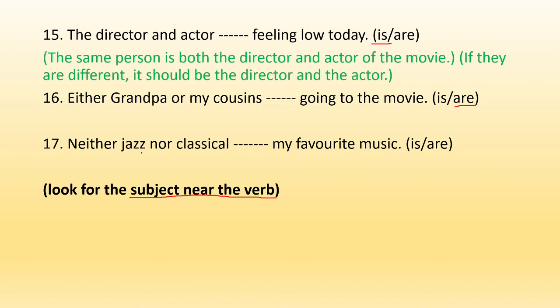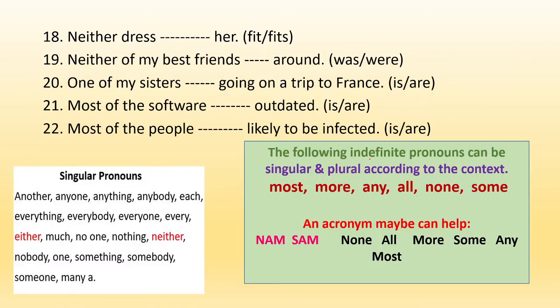So next, neither jazz nor classical. So again here verb will come and the subject near is classical, which is singular. So our answer is is. So neither jazz nor classical is my favorite music.